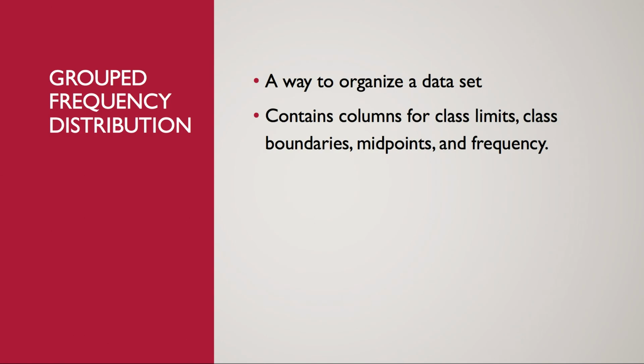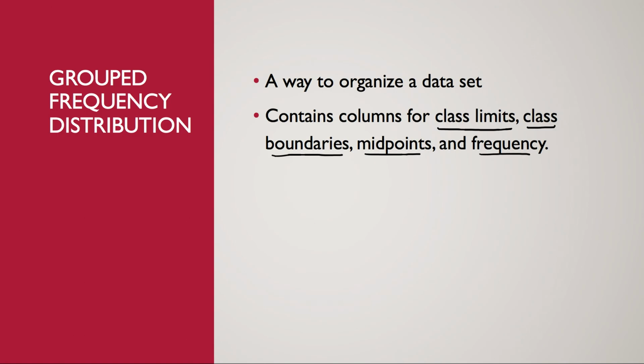It's very difficult to see what is happening with a data set if you're only looking at a set of numbers. So a grouped frequency distribution is going to be something that we're going to make that will allow us to draw those conclusions and answer those questions. So a group frequency distribution is going to contain columns for class limits, class boundaries, for midpoints, and for frequency.